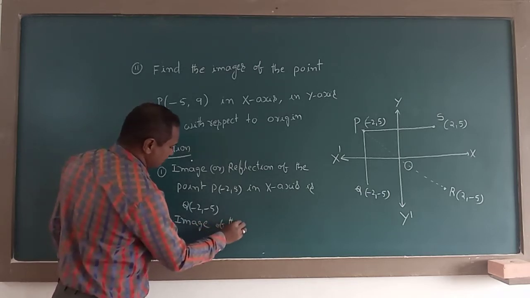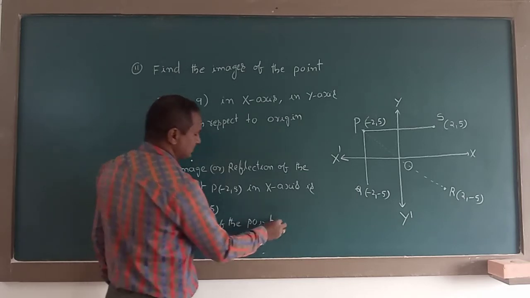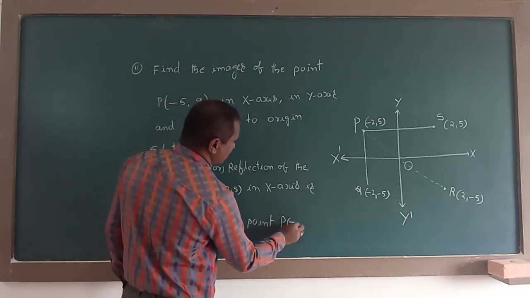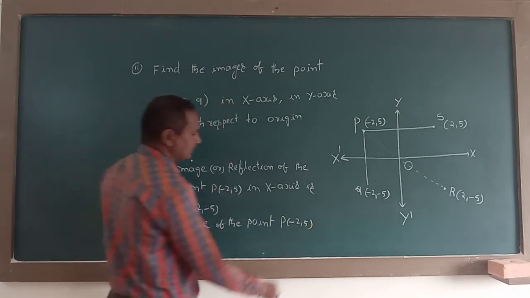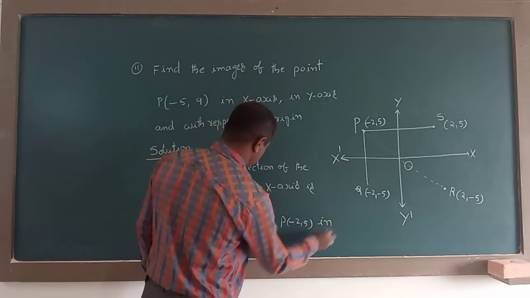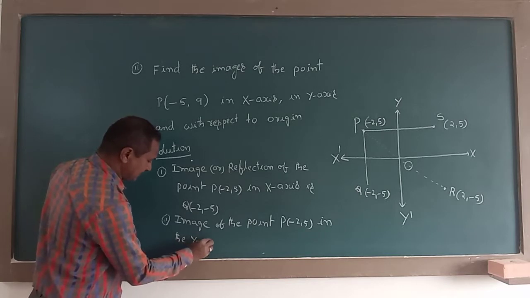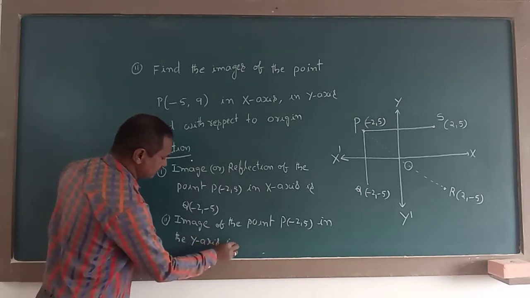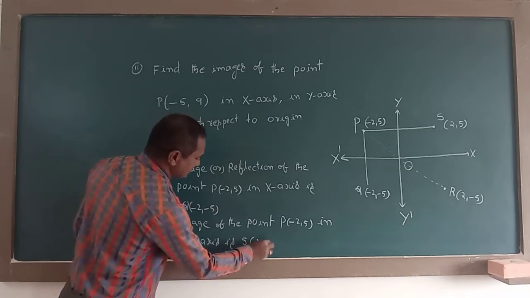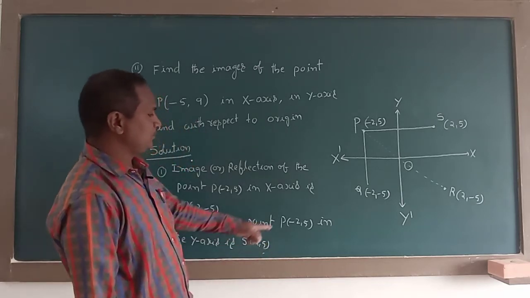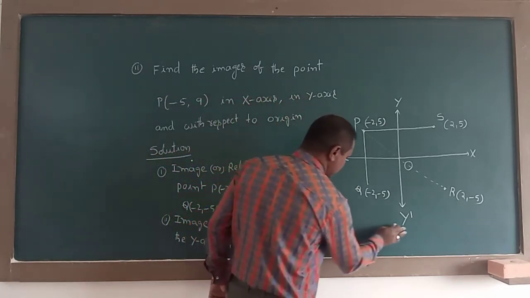Image of the point P (-2, 5) in the y-axis is (2, 5). Similarly, we can write the third point here.